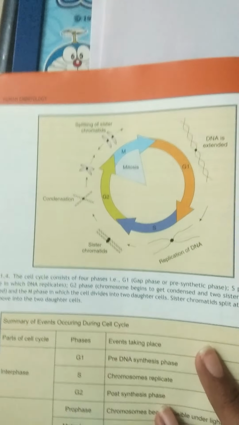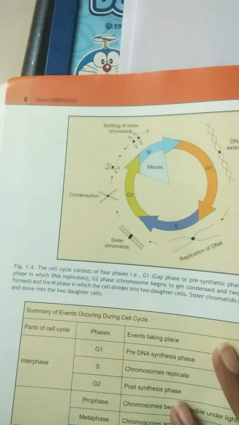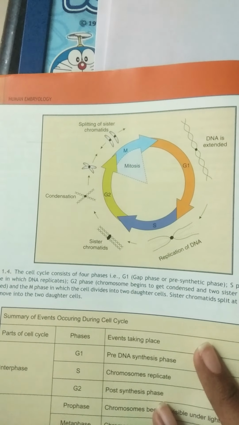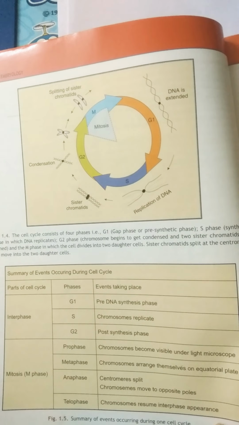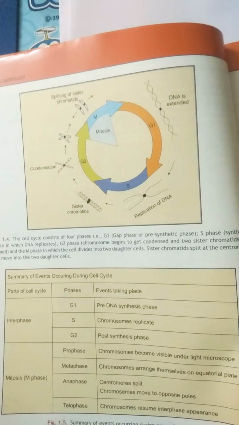So here we know the cell cycle, four phases: G1, pre-synthetic, S phase, G2, M phase. So all this we know already. And here we have that M phase, in which the cell divides into two daughter cells, and sister chromatids split at the centromere and move into two daughter cells, right?